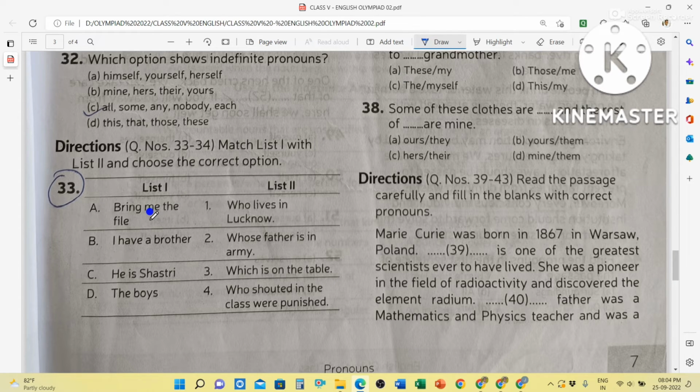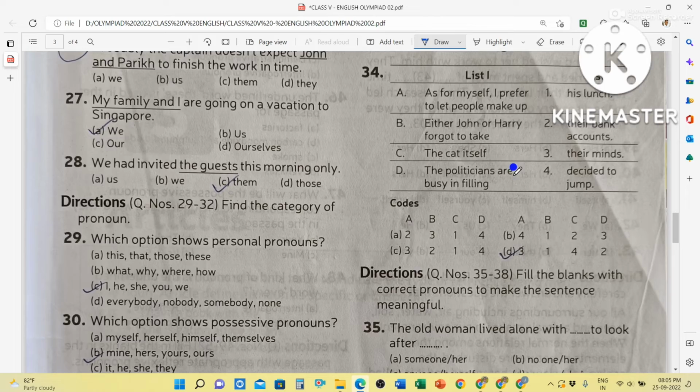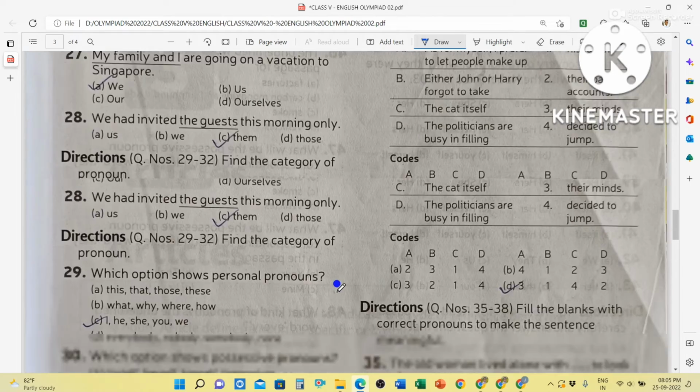Bring me the file which is on the table. I have a brother who lives in Lucknow. He is Sastri whose father is in the army. The boys who shouted in the class were punished. So A will be joined to 3, B will be 1, C will be joined to 2, and D will be joined to 4. But here the option is not given, I think. Okay.